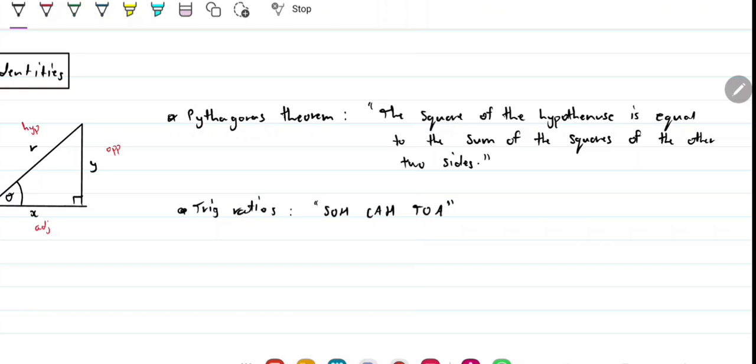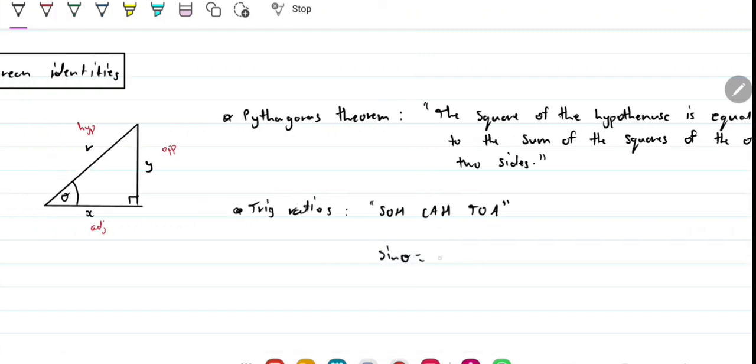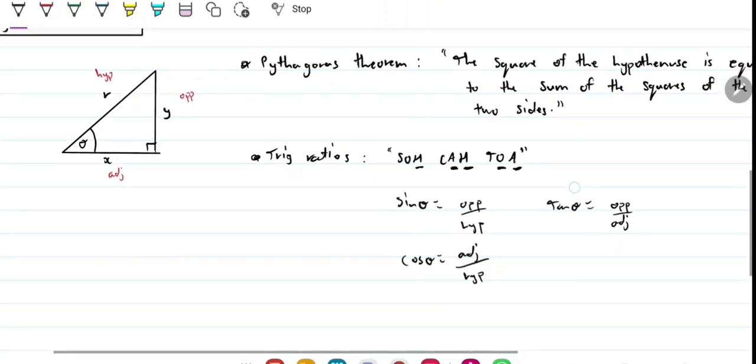And you also have to remember your trig ratios, and there's a way for you to remember them. SOHCAHTOA, right? Sine theta is opposite over hypotenuse, cos theta is adjacent over hypotenuse, and tan theta is opposite over adjacent. All right, it's a nice mnemonic for you to remember.